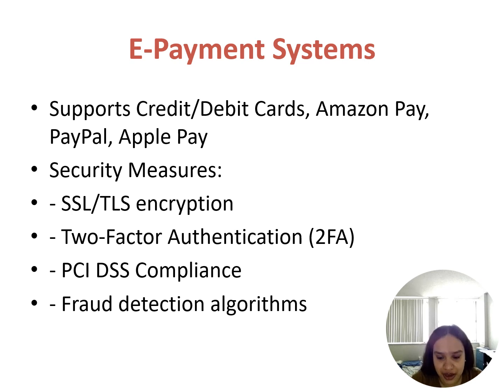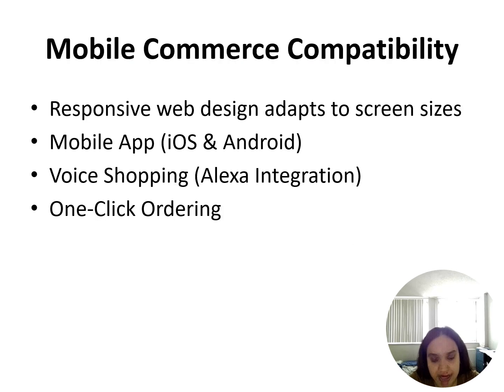So that could be quite easier for us to check out easily. Okay, so then we have two-factor authentication. It can even detect if any fraud is going on. It even has an algorithm that would detect fraud, that is, if there are any chances that it could occur. Then moving on to mobile commerce compatibility.